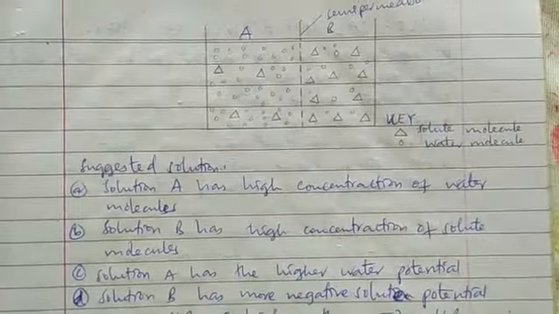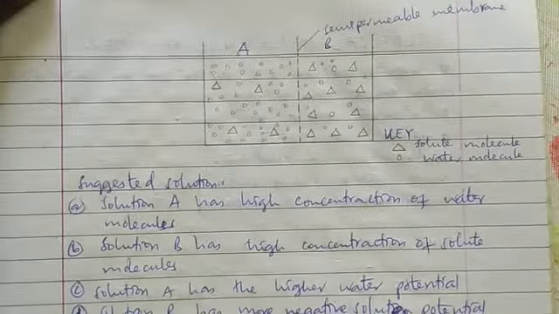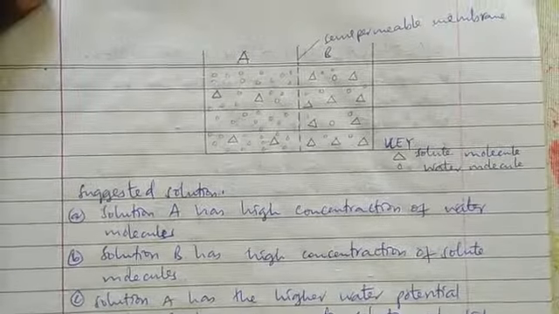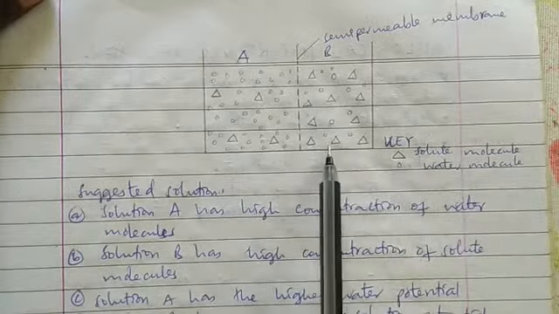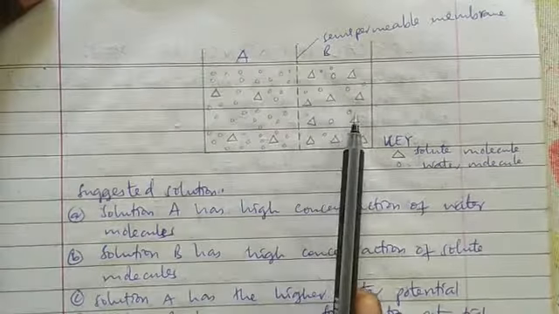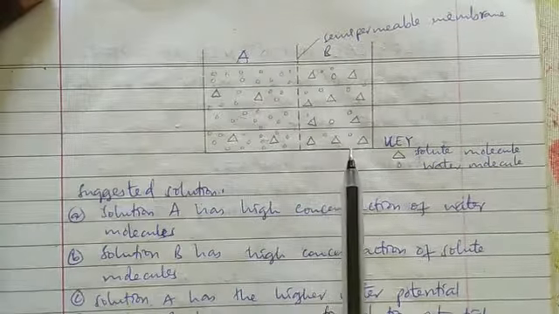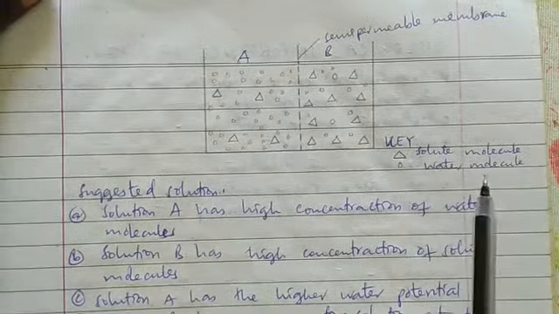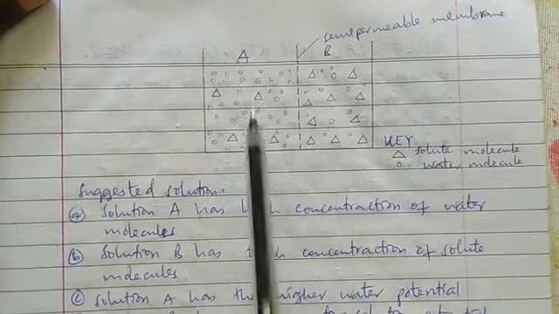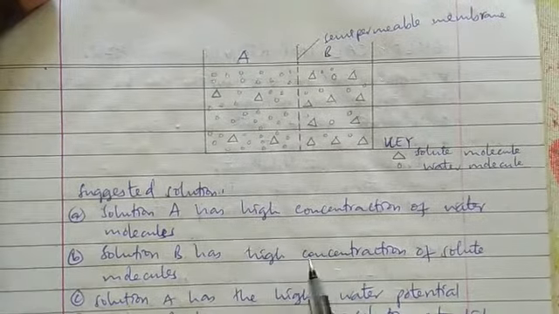Now this is our diagram representing the solution, which I have read the questions for, and as you can see here we have the key: solute molecules and water molecules. Solute molecules are in triangles, and if you roughly count the number, you can realize that there are about 10 solute molecules in solution B, and in solution A there are 4. So the water molecules in solution B are few, but in solution A they are many. That means solution A will have higher water potential compared to B.